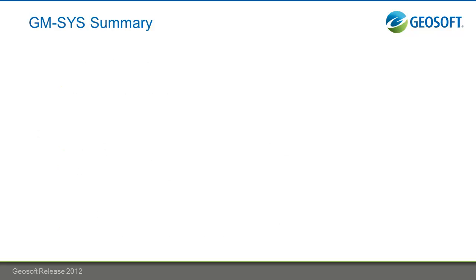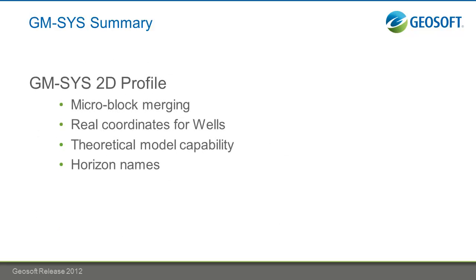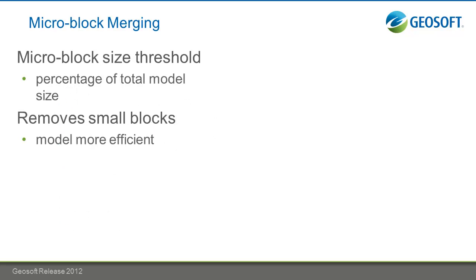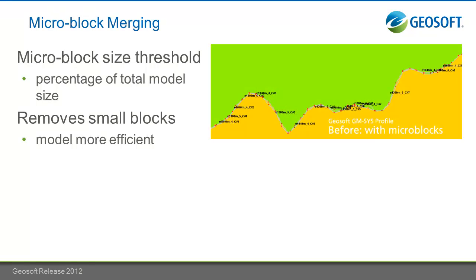We've added a couple new features to GeoSys 2D profile, and we've also added an exciting new hybrid model to GeoSys 3D. For those of you working in GeoSys, when importing horizons, being the layers dividing the blocks, you sometimes have overlaying horizons that create these little micro blocks. These micro blocks seen here cause certain complications in your dataset and can be quite tedious to remove manually.